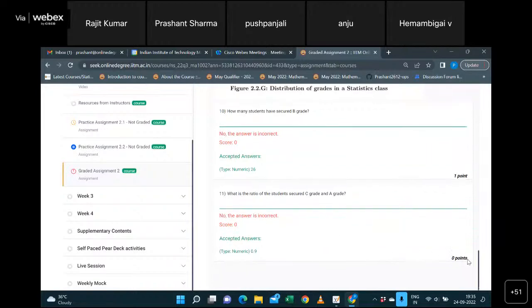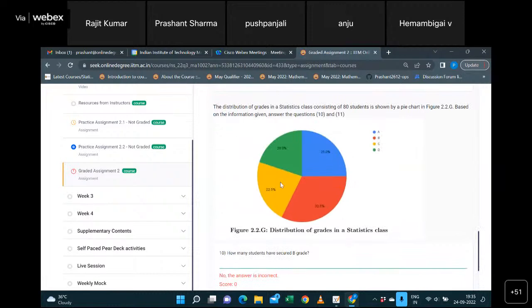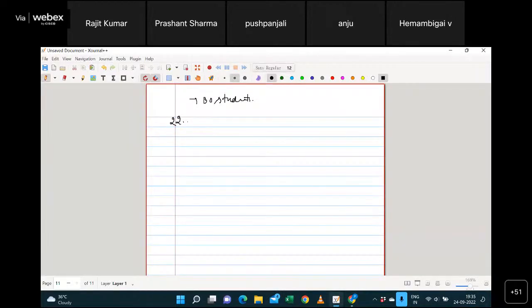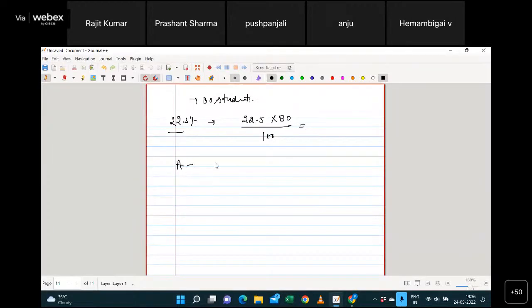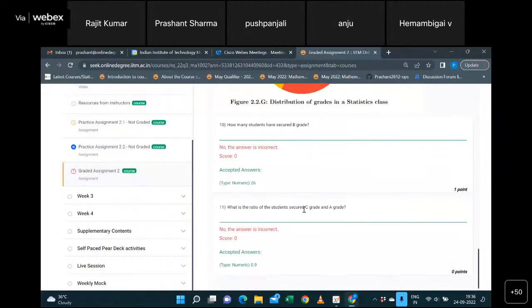Yeah, I'm solving, but the marks for this question are not being considered. So 80 students are there. For C, it's 22.5%, and for A, it's 25%. So the number of students for C will be 22.5 into 80 divided by 100, which is 18. For A, 25%, so 25 into 80 divided by 100, which is 20. So the question was a ratio, so it's 18 by 20, which is 0.9. Okay, sir. But we are not considering this for grading.